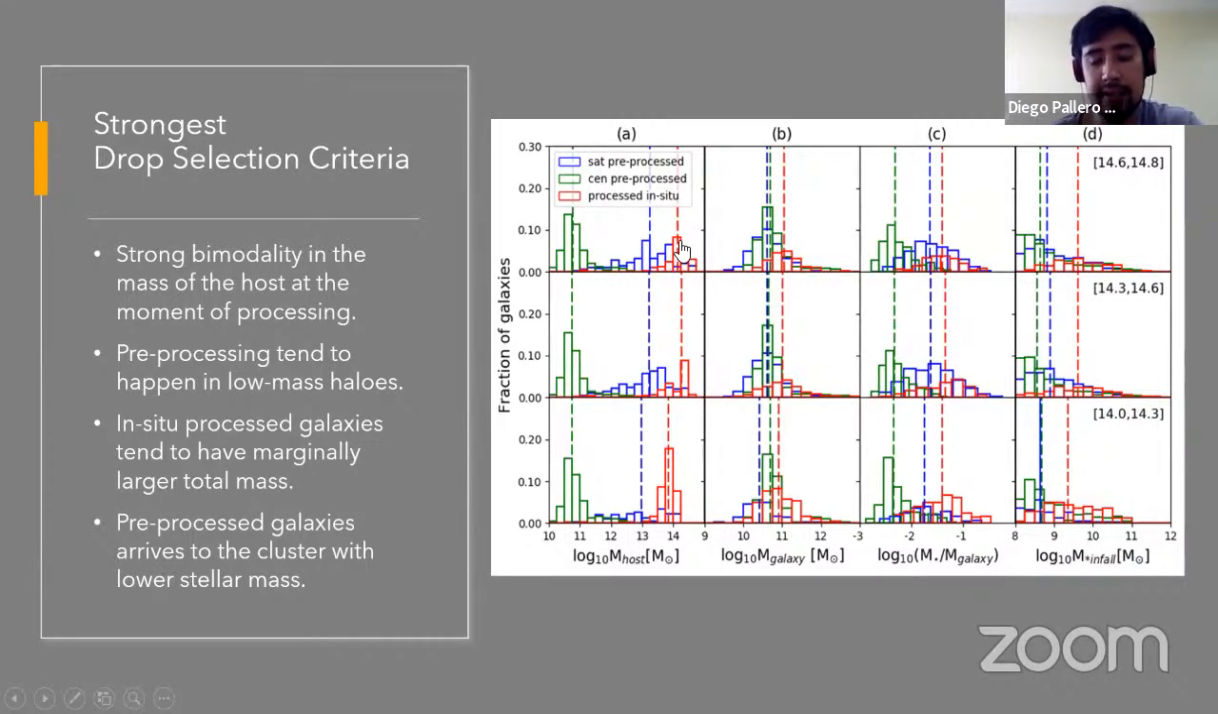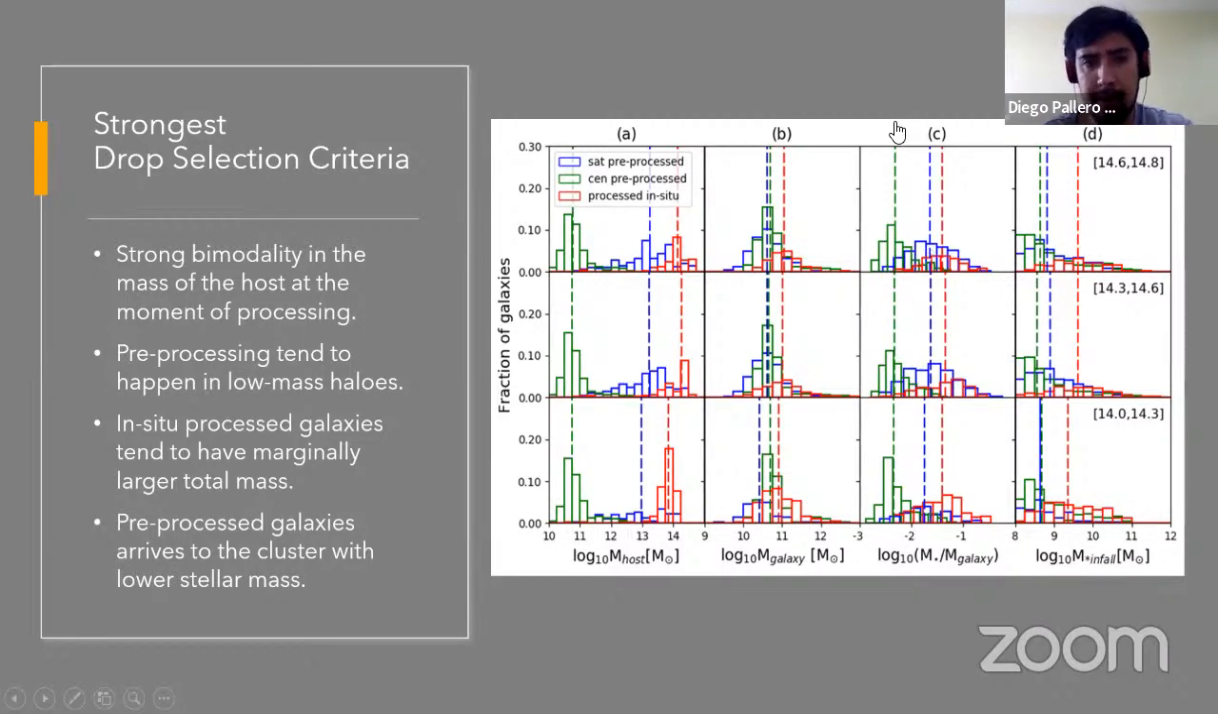The red ones are galaxies that were processed or suffered the strongest drop within the cluster virial radii. The blue bars here correspond to galaxies that suffered these strong drops while being satellites of another halo, and the green bars here correspond to galaxies that suffered these strong drops while being central galaxies. And as you can see here, galaxies that suffer strong drops as centrals are usually low mass galaxies inhabiting low mass halos, so mainly in isolation, and correspond to a completely different population of galaxies, usually quite dark matter dominated.